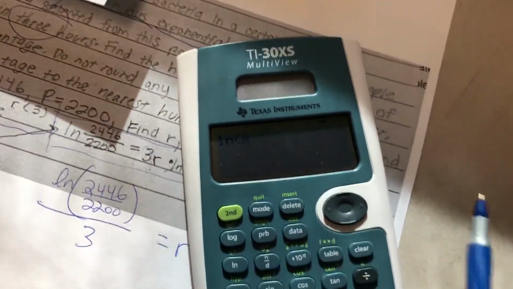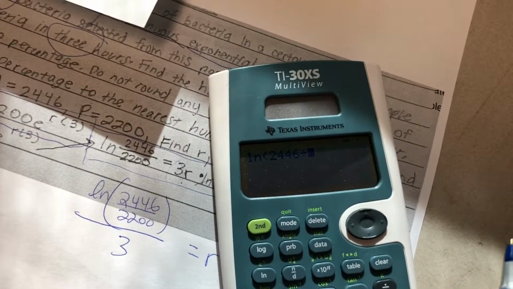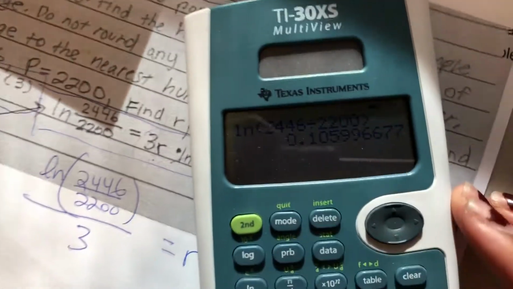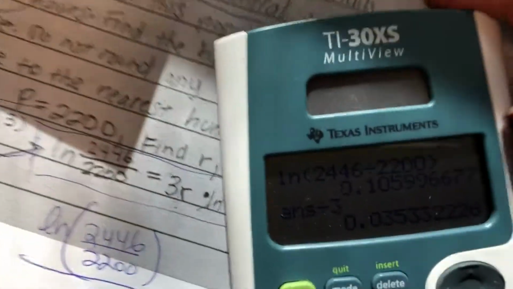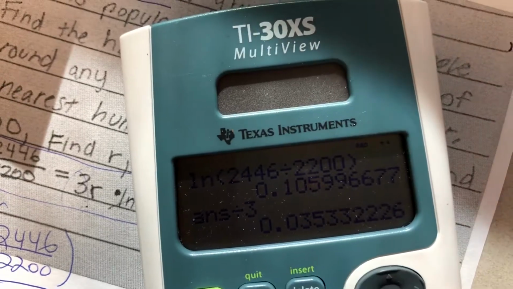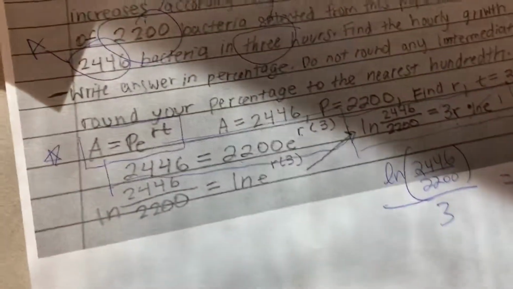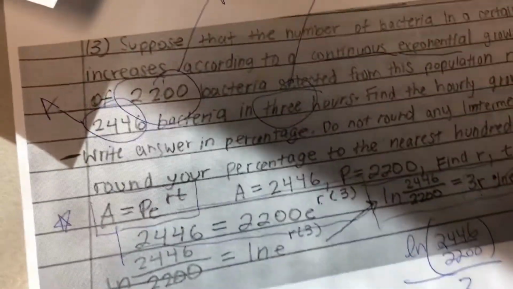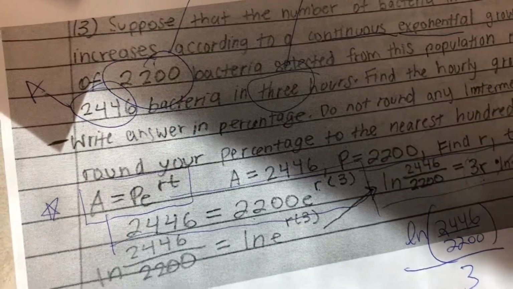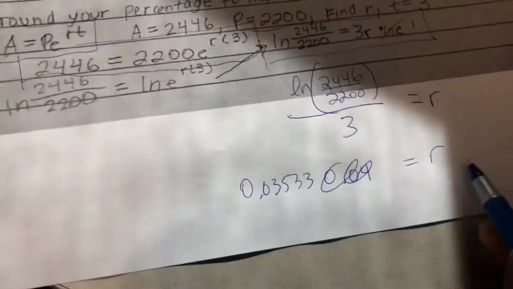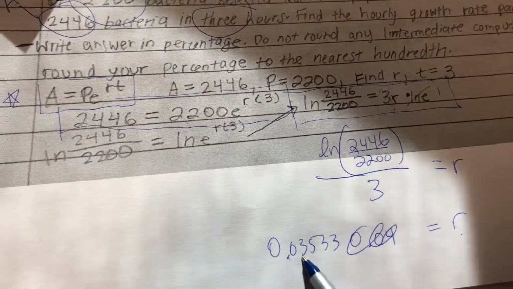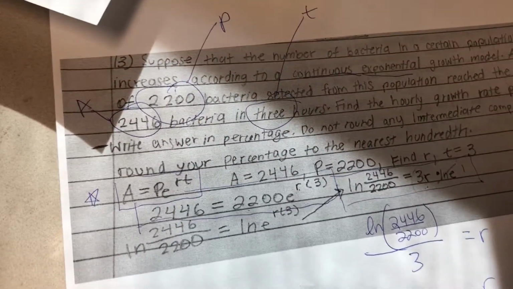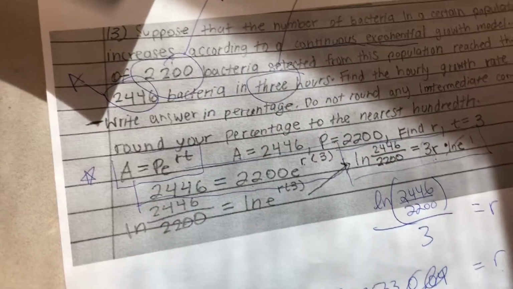In terms of plugging this into the calculator, I'm going to get natural log, so there's a parentheses, 2446 divided by 2200. I close the parentheses, I press equal, can you guys see that? And then I divide by 3. And I end up getting 0.03533 on and on. So the rate is equal to 0.0353. But since the rate is going to be a percentage, we want to move the decimal twice to the right. So when I move it twice to the right, I get 3.53% is going to be the rate.